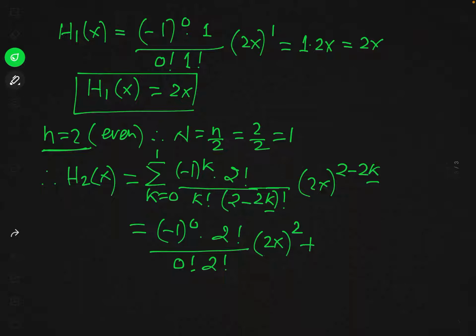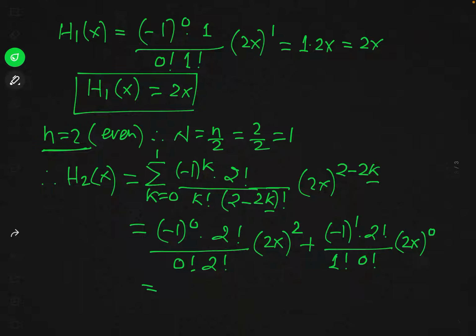Now we will take k equal to 1. So what will be the term? This will be minus 1 raised to the power 1 times 2 factorial over, you know, here is k factorial and here k is equal to 1, so this is 1 factorial, and (n minus 2k) factorial. N is 2 and k is 1, so 2 minus 2, that will be 0, and so it is 0 factorial. And 2x raised to the power 2 minus 2k, but here k is 1, so 2 minus 2, that will be 0.